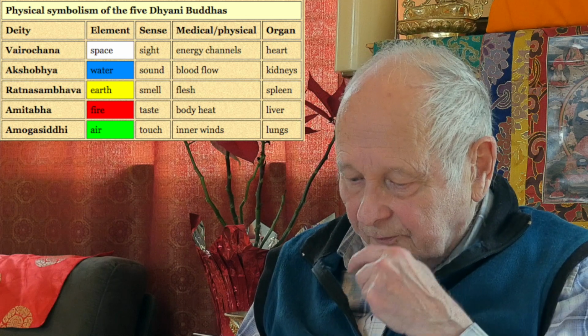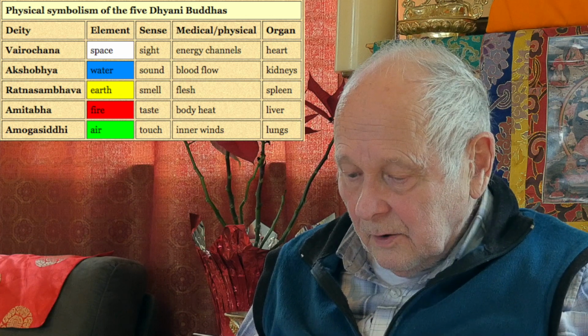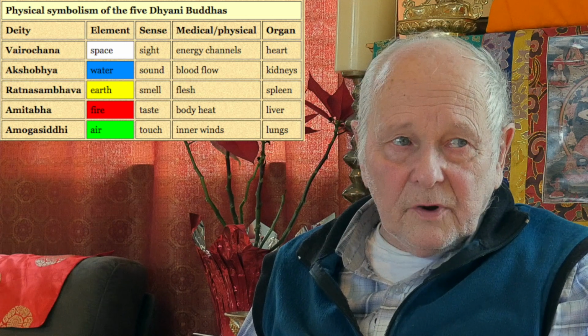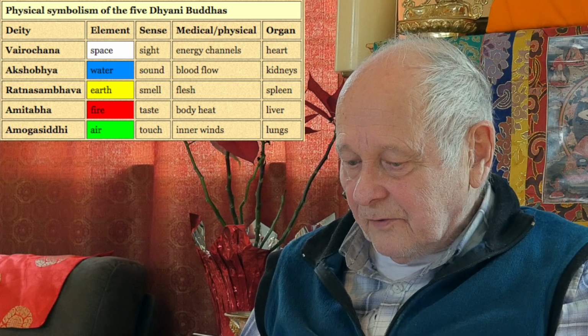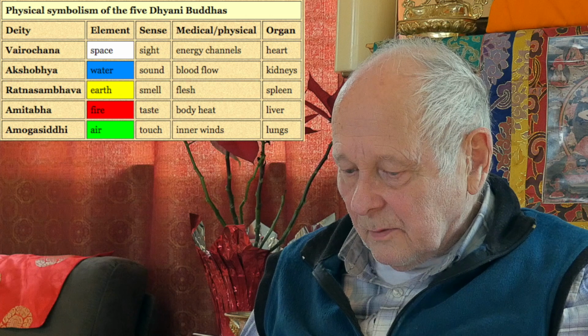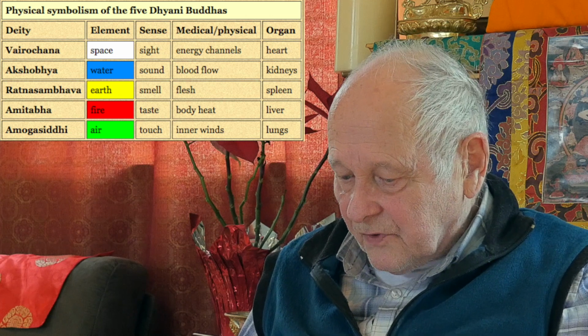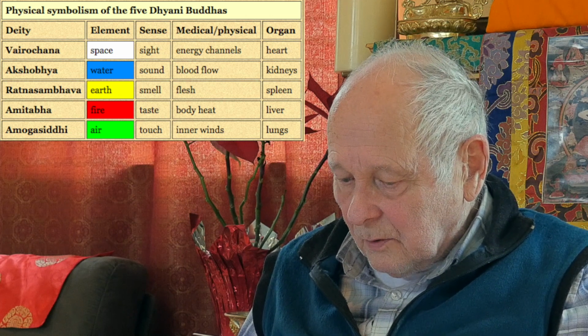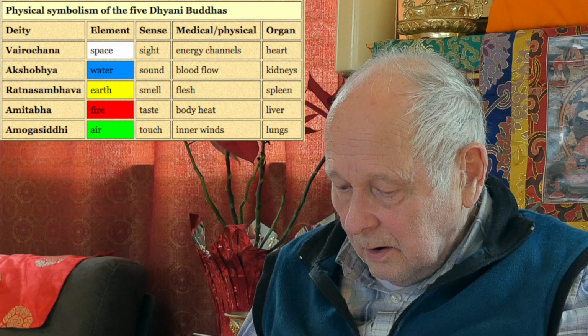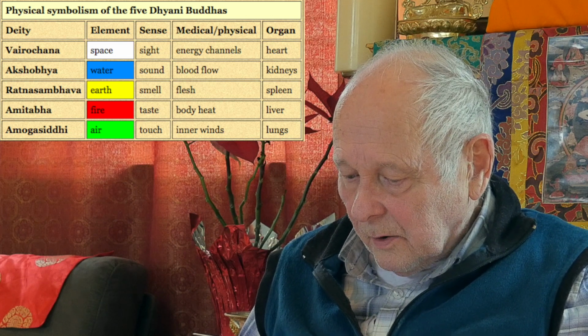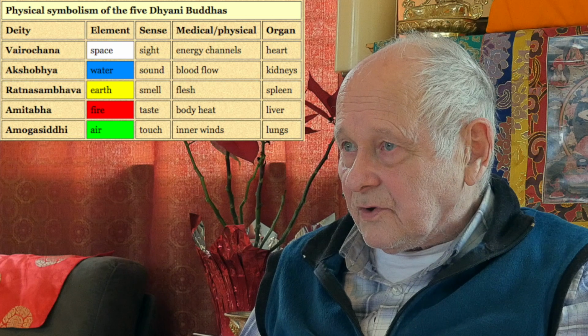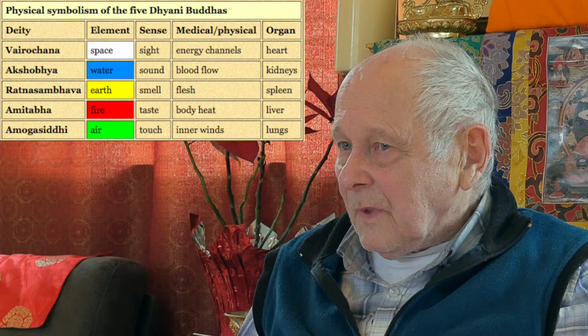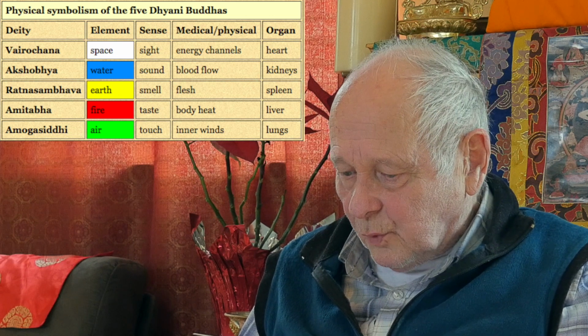Then they link the 5 senses. You can see how this chain of associations goes on and on. They link the 5 senses to those elements. So you have space as sight, water as sound, earth as smell, fire as taste, air as touch. That's a little less convincing for correspondences, but it does work.